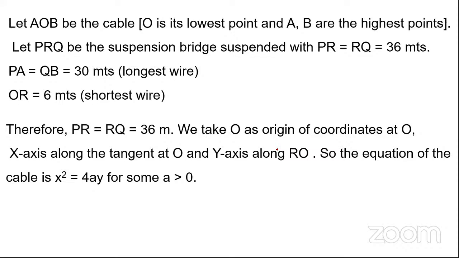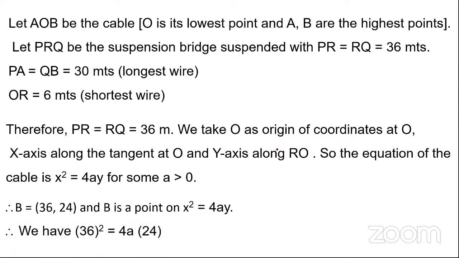So the equation of the cable is x square equal to 4ay, where a is greater than 0. As I explained previously, this is in the form x square equal to 4ay. Next, the point B is (36, 24), and B is a point which lies on the parabola. So you have to substitute the B values into x square equal to 4ay, then you will get the value.